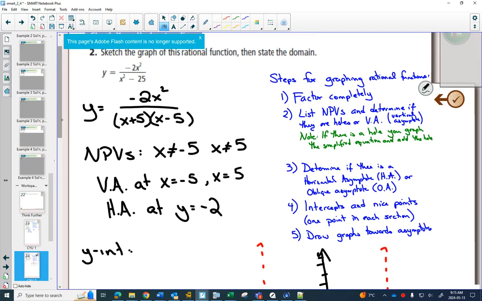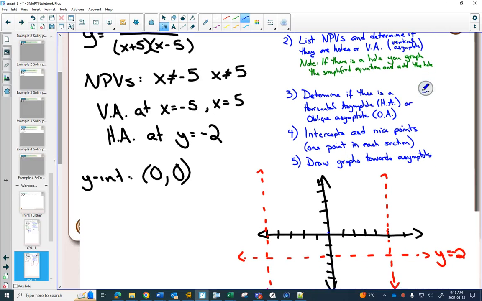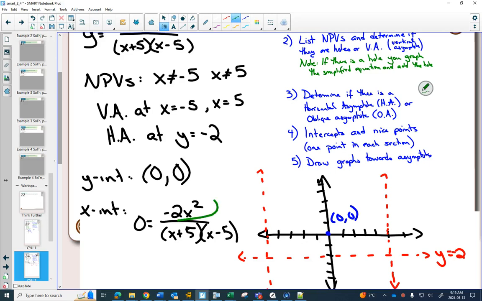And I'd look at my original equation to find my y-intercept, and if I plug in 0 for x, I get 0 for y. So my y-intercept is also an x-intercept. And when I go to find my x-intercepts, where I plug in 0 for y, again, we're only concerned about where our numerator is equal to 0. And what would make the top equal to 0? Only 0. So, we already listed it, but our x-intercept and our y-intercept are the same point. And we only have one point.